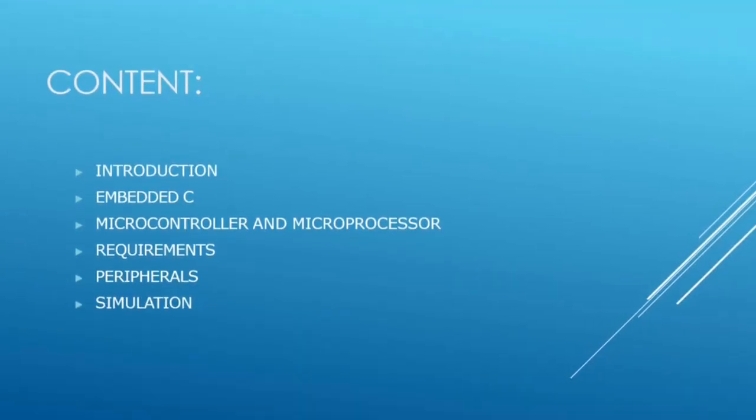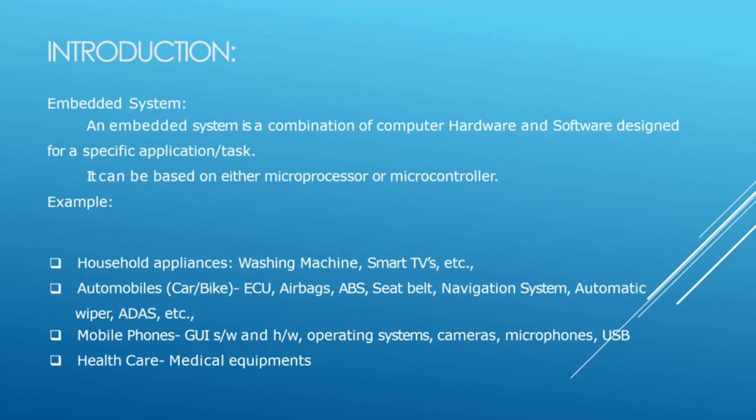The main content in this PPT is introduction, embedded C, microprocessor, microcontroller, requirements of this project, the referrals and simulation of the project. So the main theme of this project is embedded systems. An embedded system is basically a combination of computer hardware and software designed for a specific task or application. It can be either microprocessor or microcontroller. We can see the examples and applications of these embedded systems on the screen, like household applications: washing machines, smart TVs, and smart ACs, and you can see around automobiles like airbags.